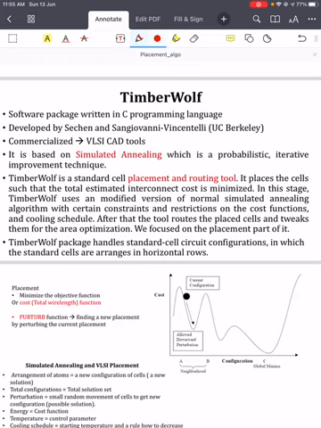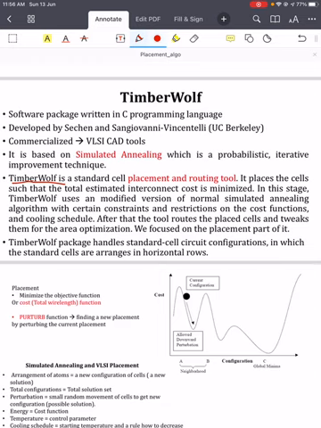already know, and you know that simulated annealing is a general algorithm for solving combinatorial optimization problems. The salient feature of simulated annealing is that it has a provision for accepting inferior solutions in the hope that it will get out of local minima. So TimberWolf is a standard cell placement and routing tool. It places the cells such that the total estimated interconnect cost is minimized.